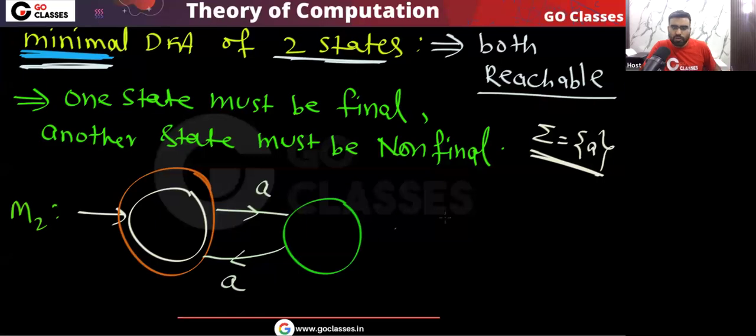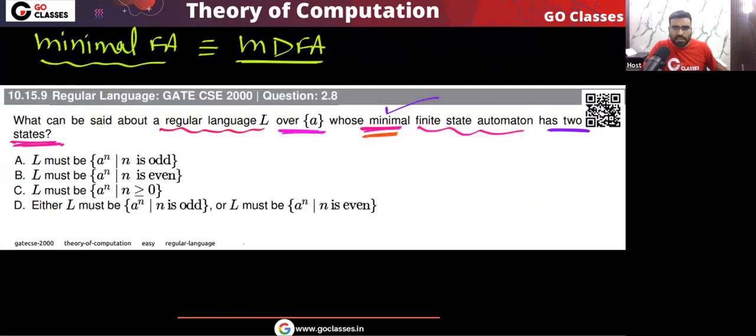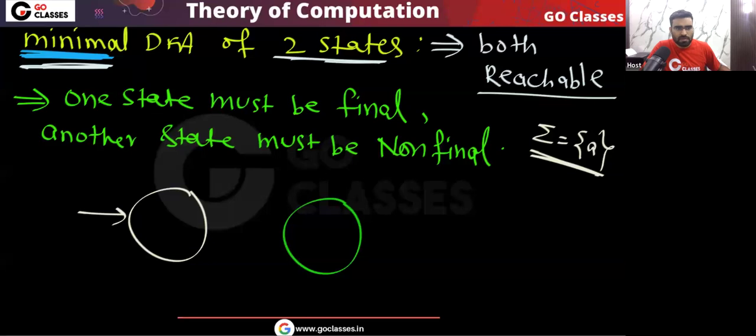What is the language of M2? Tell me the language of M2. That is an even number of A's. Yes or no? A power even. Even number of A's. So this is another possible language, A power even. Is there any other possible language? Do we have any other possible language?